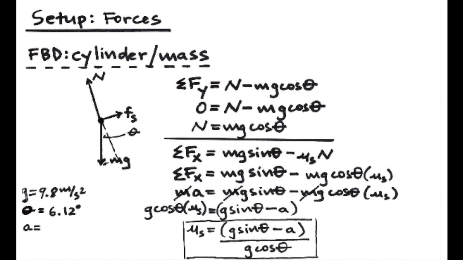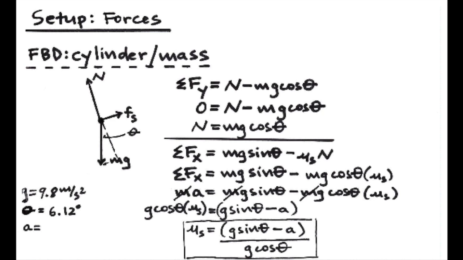Here we have a look at the setup of the forces in this experiment. We have a simple free body diagram over on the left. You can see we have the weight acting straight down, the mg. We have the normal force acting perpendicular up from the plane of the ramp, and the static friction acting straight up the ramp in the opposite direction of the motion of the object.